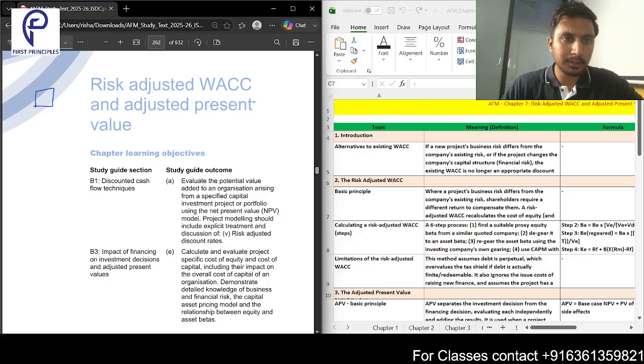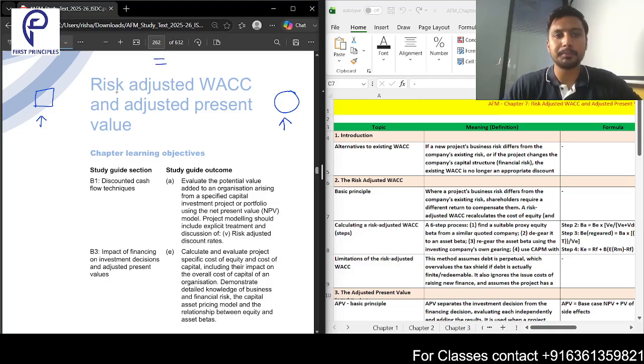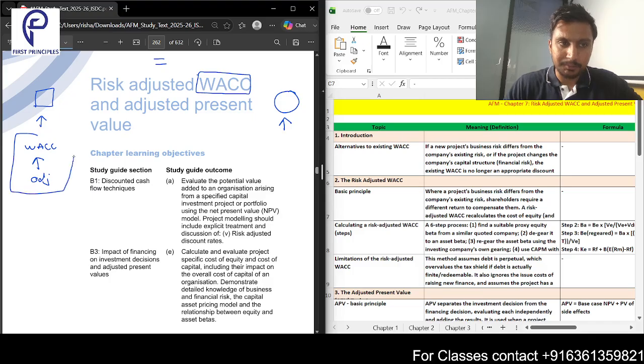So this is the company and this is the new project that they're doing. The risk of this particular company and the risk of this particular project are not the same, right? If it were the same, we could have used the WACC of the company to discount the cash flows. But since it's not the same, we have to adjust the existing WACC of the company a little bit.